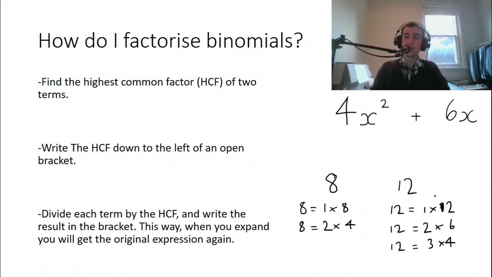So what I've got here is all the factors of 12, and I've got all the factors of 8 here. And I have to find the highest one, which is 4. The highest factor which is in both of these is 4. So that was just an example in terms of finding the highest common factor.